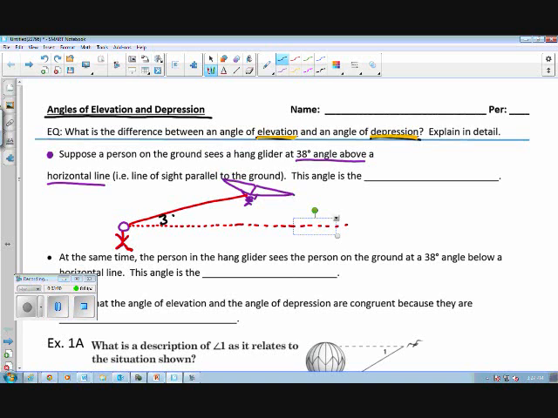A 38 degree angle. This angle is called an angle of elevation because he's elevating his eyes from his natural line of sight. He's elevating up to a 38 degree angle. So elevation, we're thinking elevating eyes, which means rotating up. So this angle is the angle of elevation. Fill that in, please.